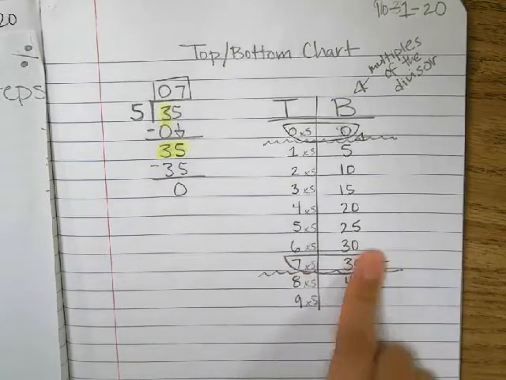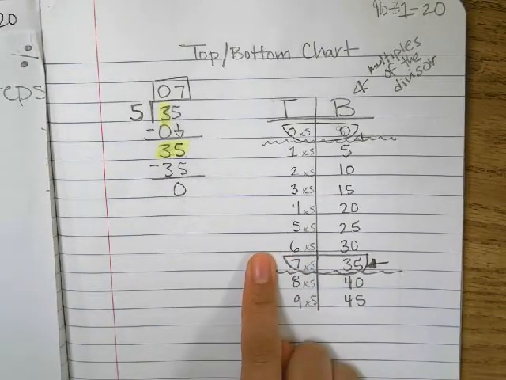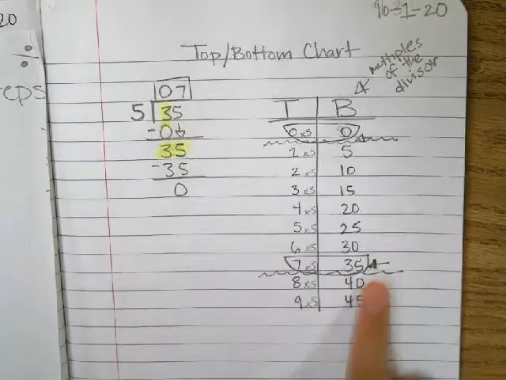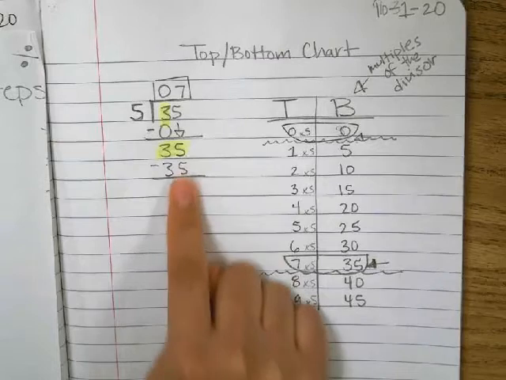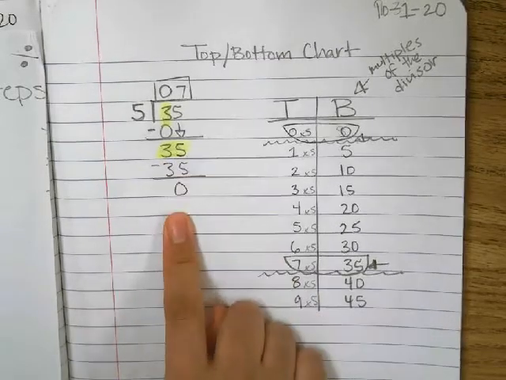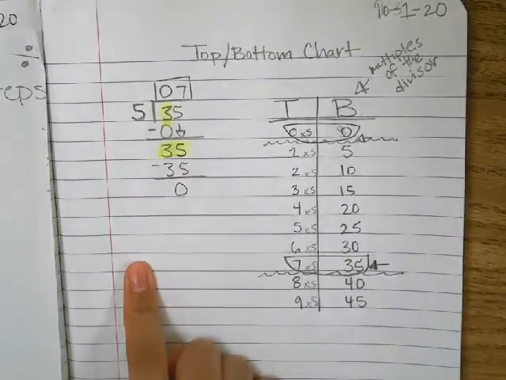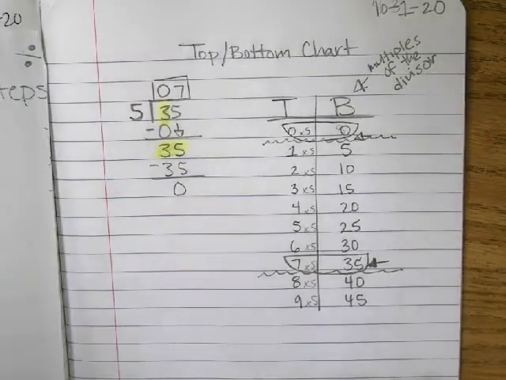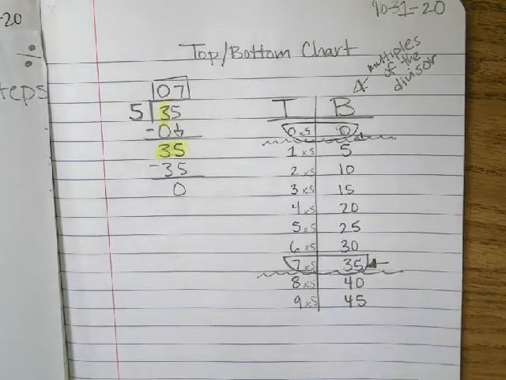We want the boat to float, so we're going to circle those, 7 and 35. 7 is going to go on the top. 35 is going to go on the bottom. If we subtract 35 minus 35, that's 0. We do not have a remainder. Our quotient, our answer, is 7. So that's basically how you would do those.